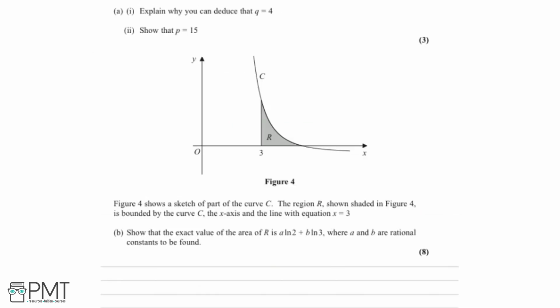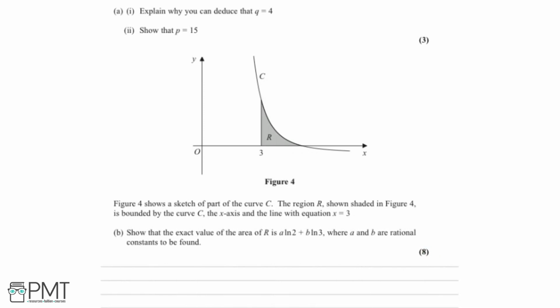So we're now going to work through part B. Figure 4 shows a sketch of part of the curve C, and the region R, shown shaded in figure 4, is bound by the curve, the x-axis, and the line with equation x equals 3. Part B says show that the exact value of the area of R is a natural log of 2, plus b natural log of 3, where a and b are rational constants to be found. And this is for 8 marks.